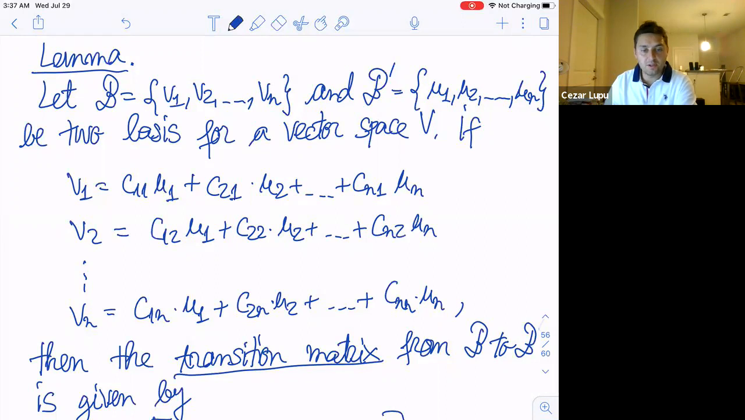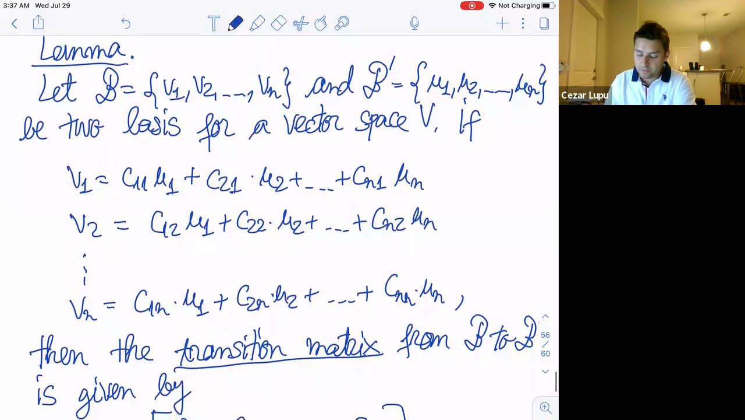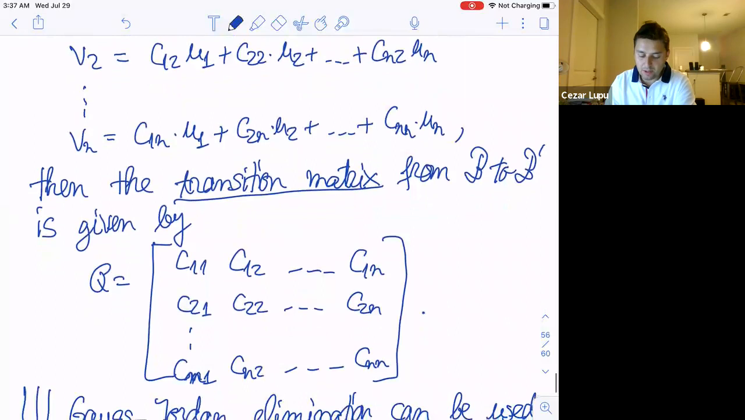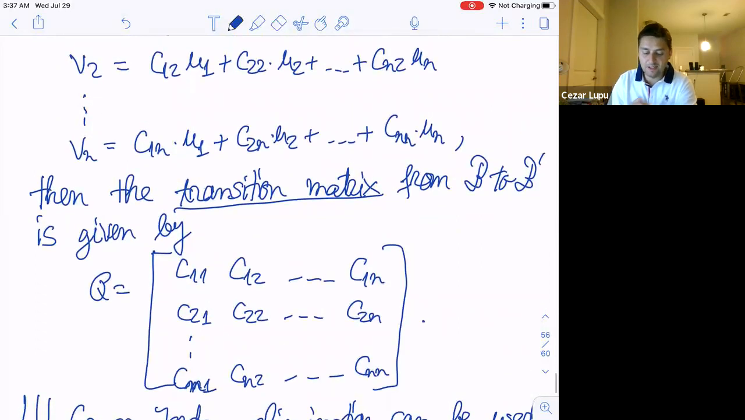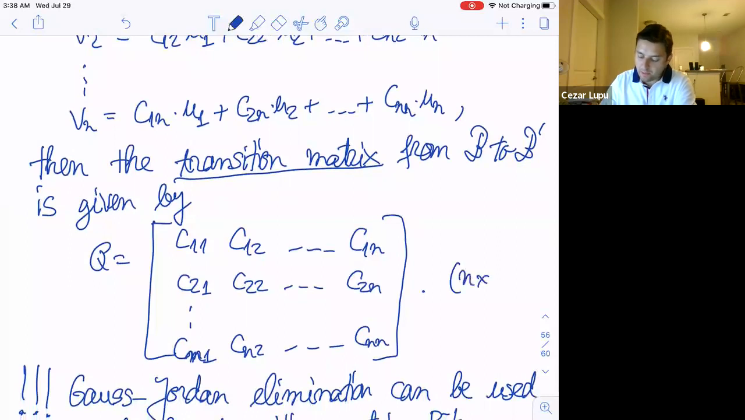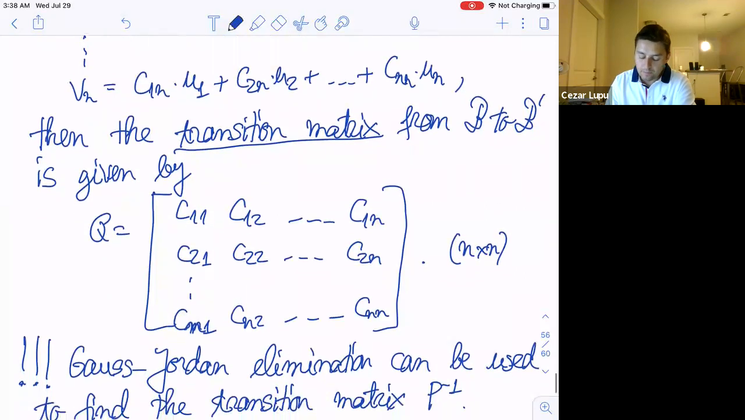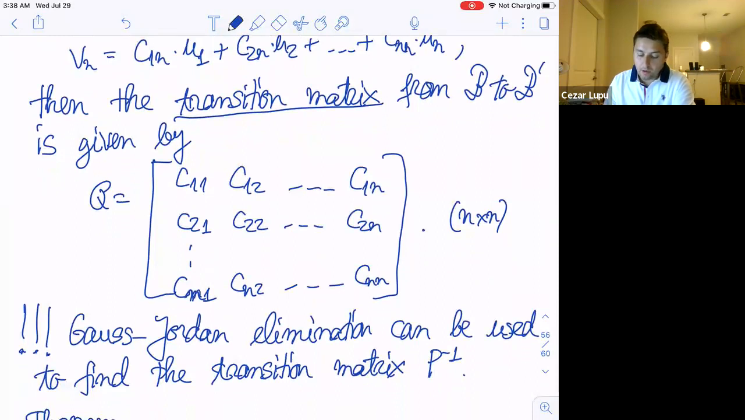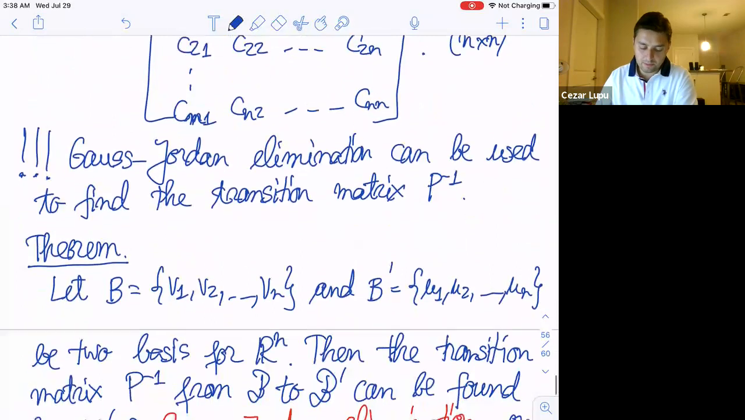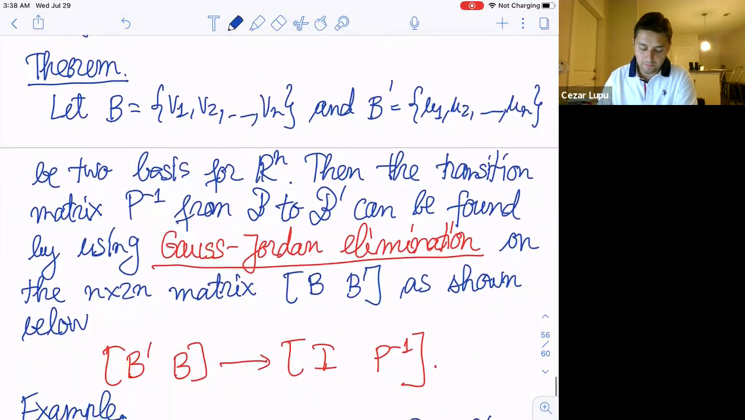And then the transition matrix from B to B prime is given by this matrix Q, which will have these entries: C11, C12, C1n, Cn1, Cn2, Cnn. So it will be an n by n matrix. Also, keep in mind that Gauss-Jordan elimination can be used to find a transition matrix, the inverse, P inverse.